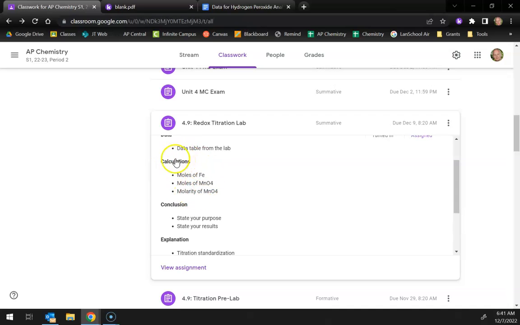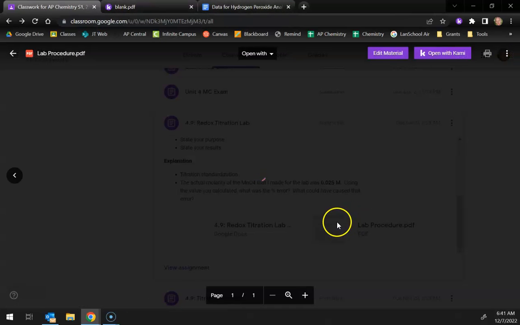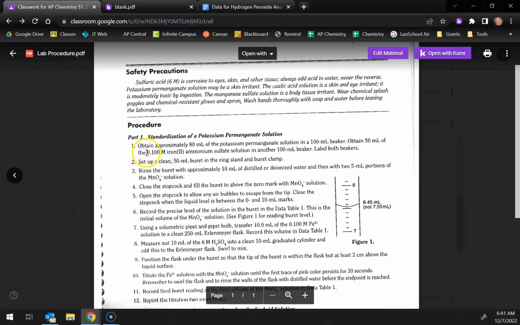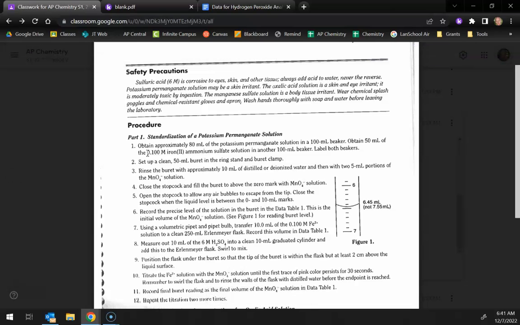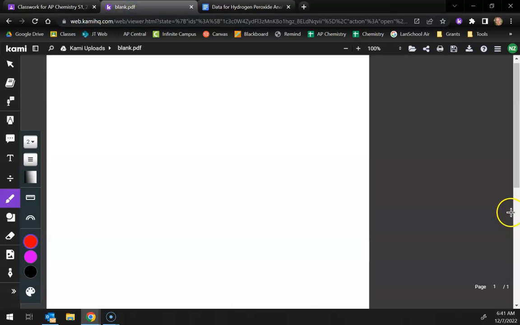The second part of the lab is going to involve your calculations. We didn't do the entire lab, we just did the first part. So there are 3 calculations that you need to perform. The first is moles of iron. From the procedure, we know that we used 0.1 molar iron 2 ammonium sulfate solution. So there's your molarity. And if you read further into the lab, we used 10 milliliters of that iron solution. Let me write it out for you.